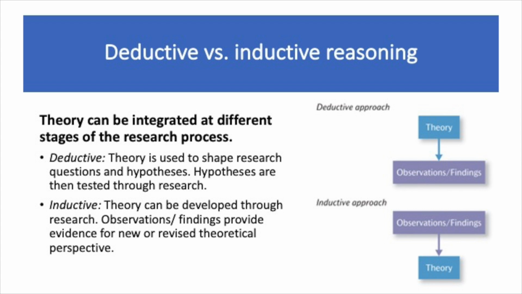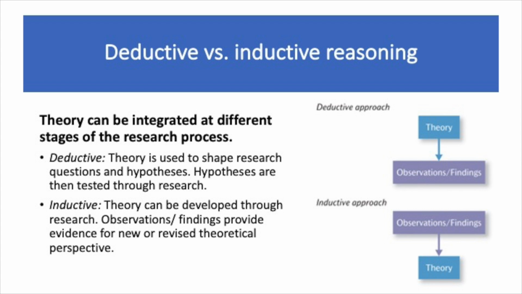Deductive reasoning means that we're starting with theory. We're using a theory or a theoretical perspective to shape the research questions and the hypotheses that we have. And then the hypotheses are tested through research, right? So in this way, deductive reasoning is taking a theory and testing it. Right? So we start with a theory, then we get to our actual hypotheses and research process.